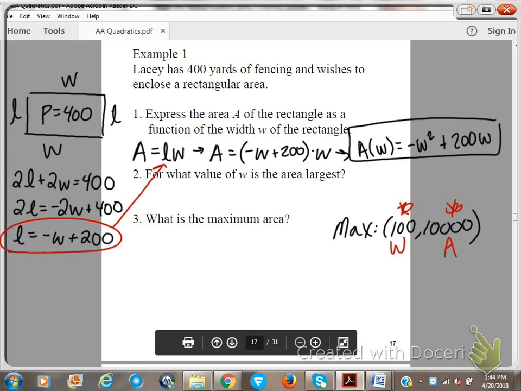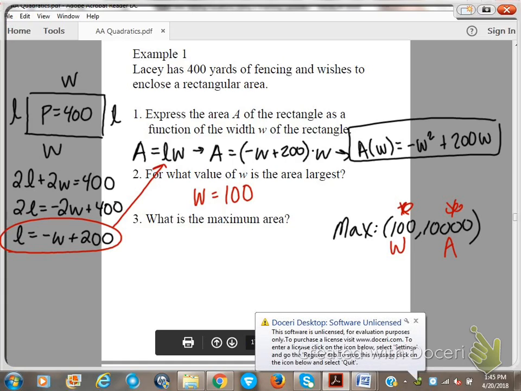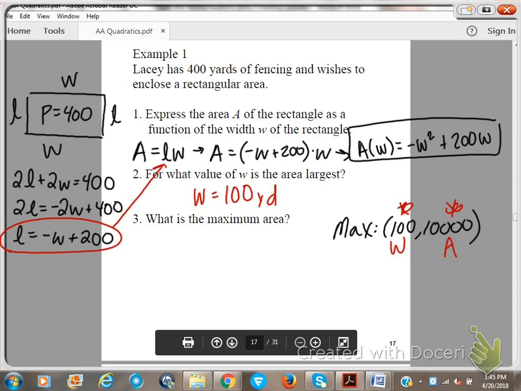100, good. Now, that 100 is your width. What would the label on that be? Yards, good. And then on part 3, where it's asking what is the maximum area, what number do you use there? Y? Okay, in this case, what is that? 10,000. The area is 10,000 yards squared.